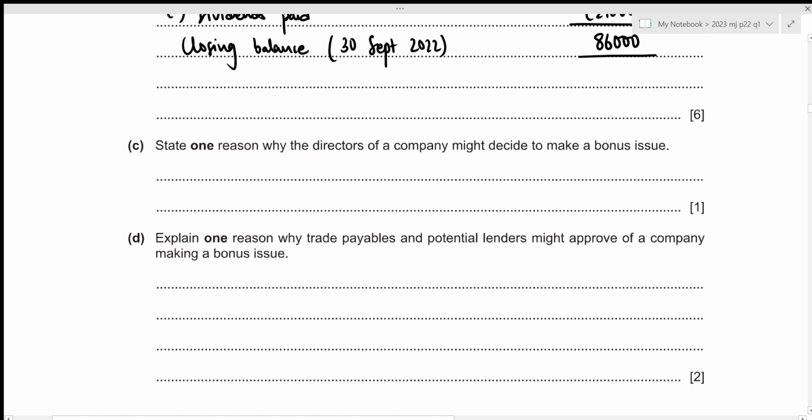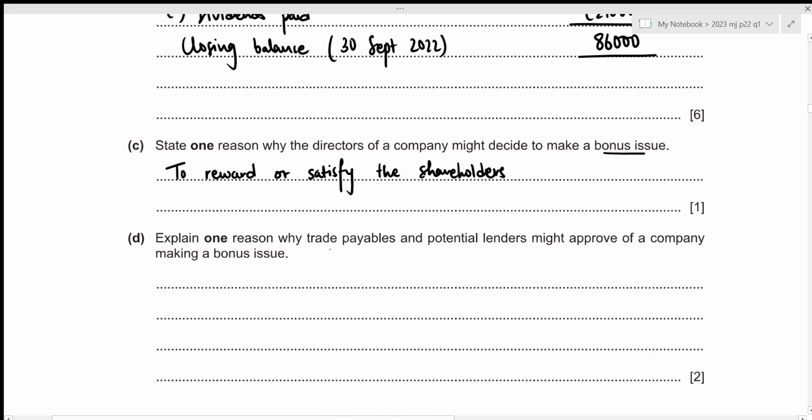We need to state one reason why the directors of a company might decide to make a bonus issue. So bonus issue is basically the company repaying back the shareholders so that they are satisfied with their investment. So we can just say that it is to reward or satisfy the shareholders. That's all for the third part.